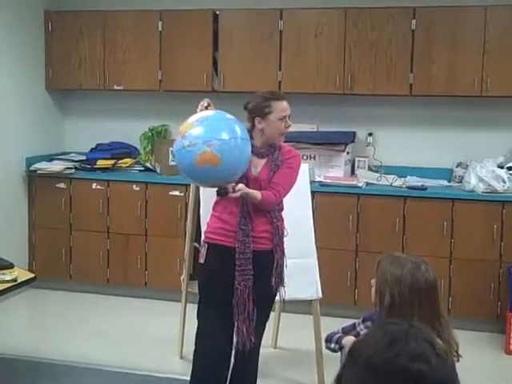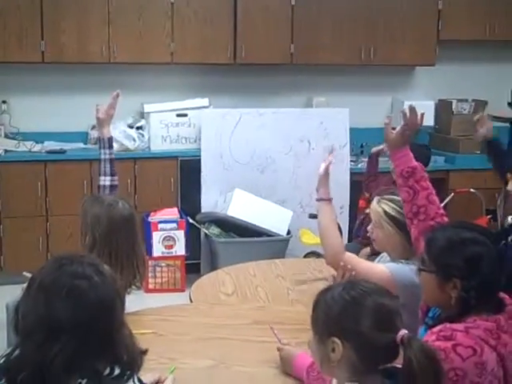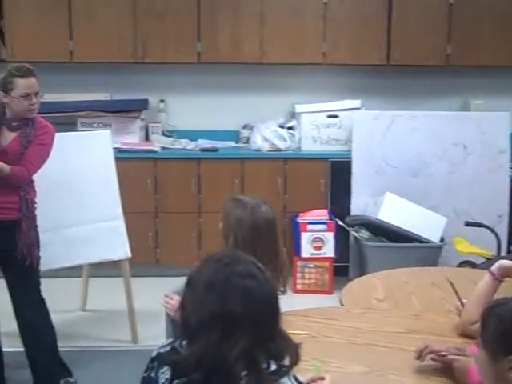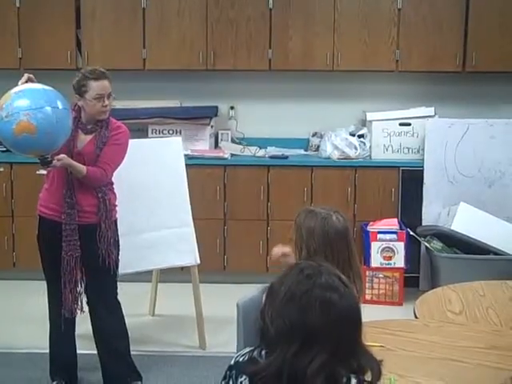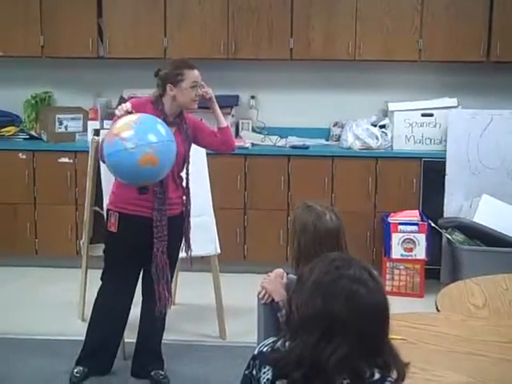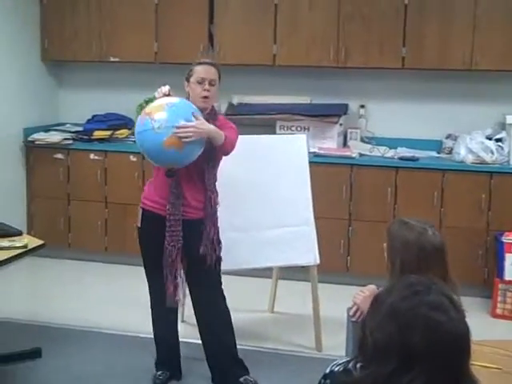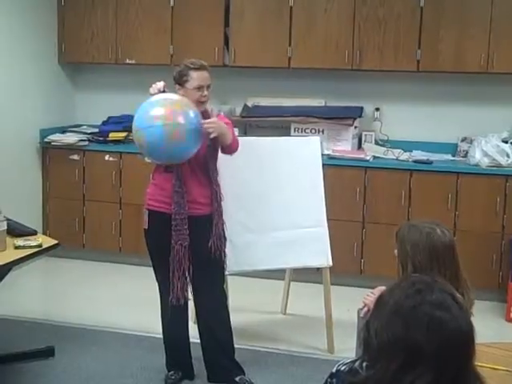Can somebody tell me what the axis is? What do you think the axis is? Axis is an imaginary line that goes from the top to bottom of the earth. Good. And imaginary means you can't see it. Okay? And so the earth rotates around its axis.